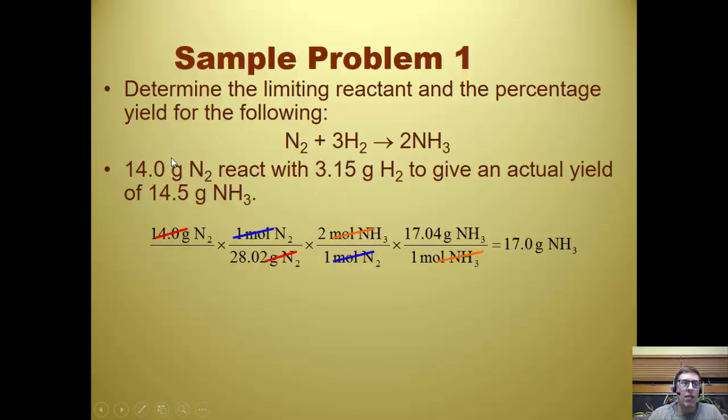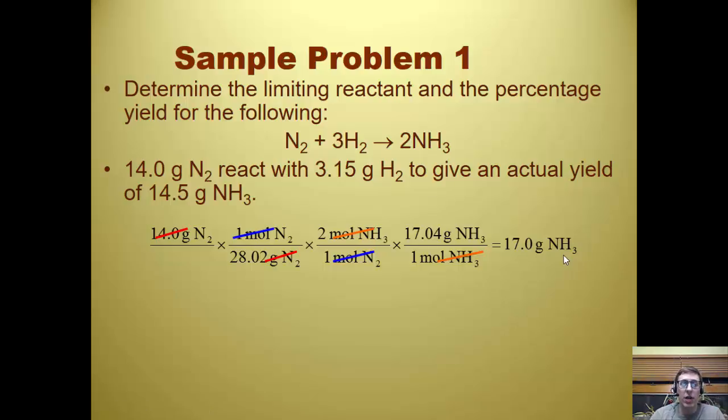So we have 14 grams of nitrogen. We're doing a little bit of speed math here, but it's stoichiometry. You've been doing a lot of it. So 14 grams of nitrogen first into moles. That's the proper molar mass. Then we have a ratio of 1 mole to 2 moles NH3 because we're converting to what we're producing, the actual ammonia. Then we have to go from moles of ammonia to grams of ammonia. Remember molar mass. So we get 17.0 grams of NH3.